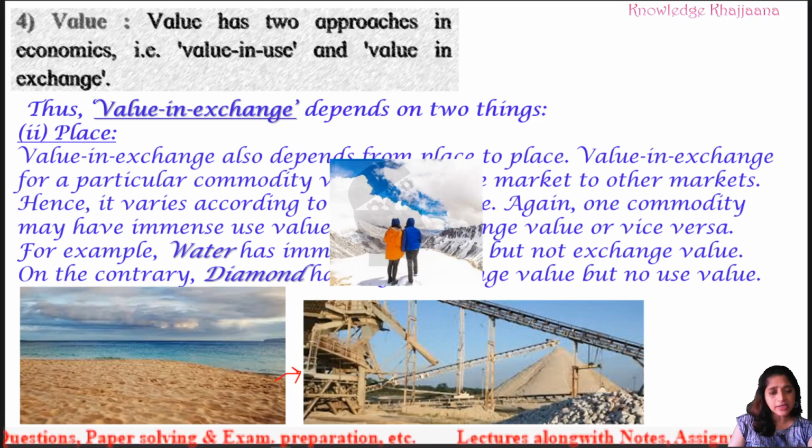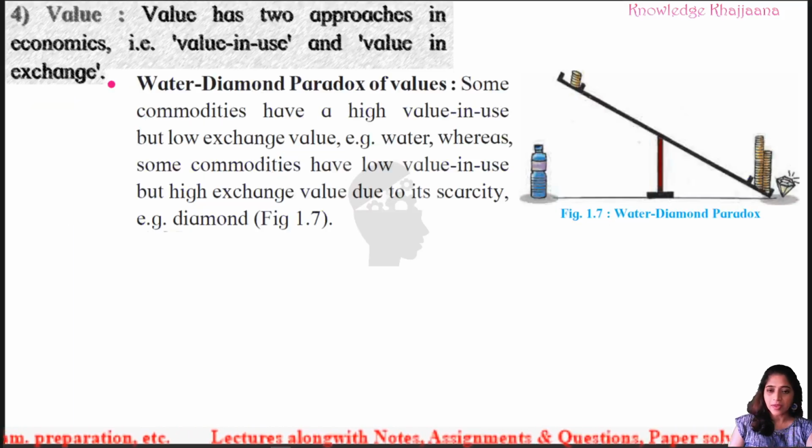See, water has immense value for everybody's human life to sustain life, but it has no exchange value, because we get water free from nature. Whereas diamonds also we get free from nature, but diamonds have lots of exchange value but no use value. Do we use diamonds for eating, for cooking? No. Let's see in detail. This is called the water diamond paradox of values.